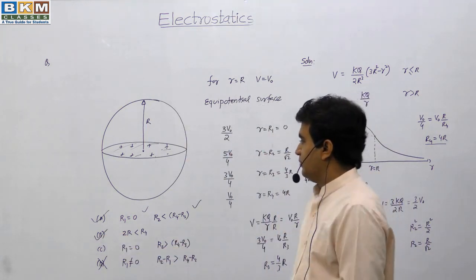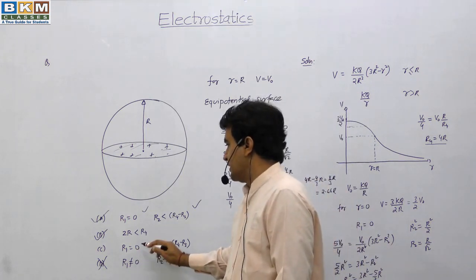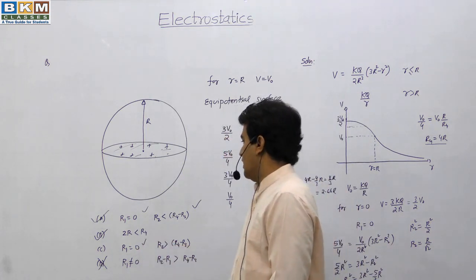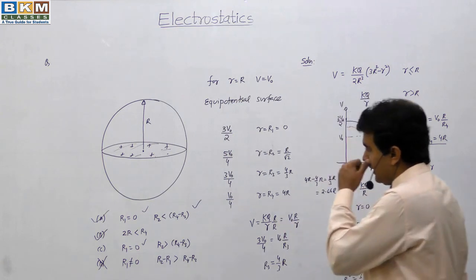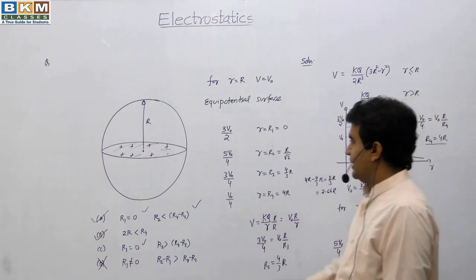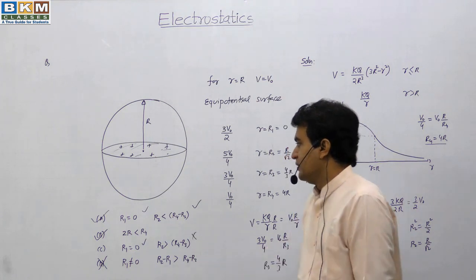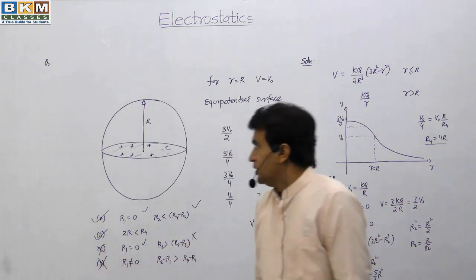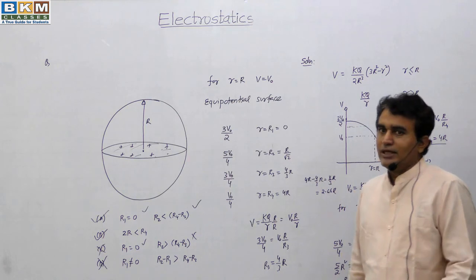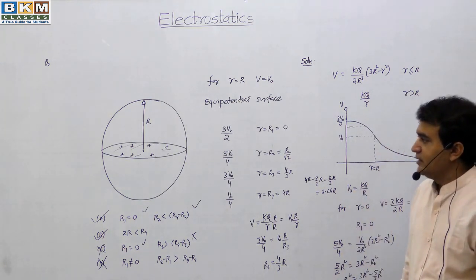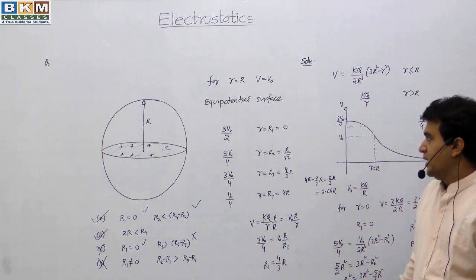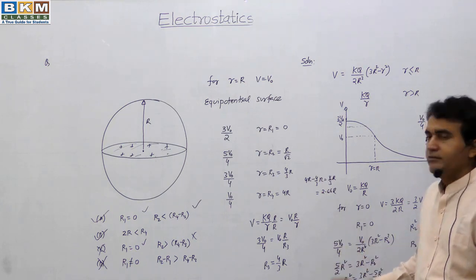For the C part, we have r1 equal to 0, so this is correct, but we have to check the other part. r2 is greater than r4 minus r3? We have checked that r2 is less than r4 minus r3, so this is a wrong statement and cannot be true. So this question has two answers, A and B, and it is slightly calculative.